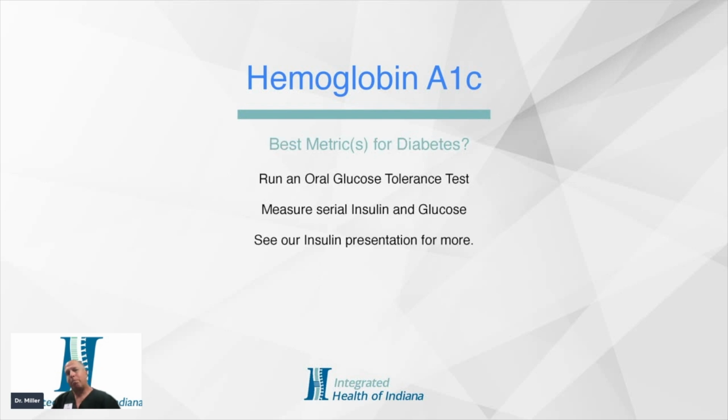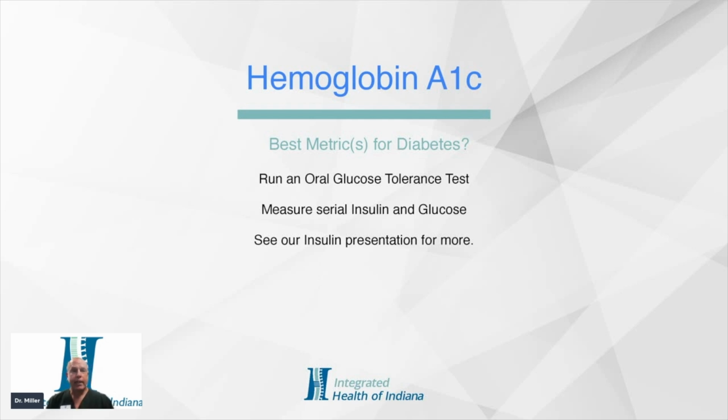So, what are better metrics for diabetes? Well, if you run an oral glucose tolerance test and measure serial insulin, so you take insulin before the glucose solution is administered, then you take it at 30 minutes, at an hour, and at 2 hours, then you start to get an idea of what insulin is doing and how it's behaving. And that is a lot more important. If you want to see our other presentation on insulin, we go a little more in depth in that.